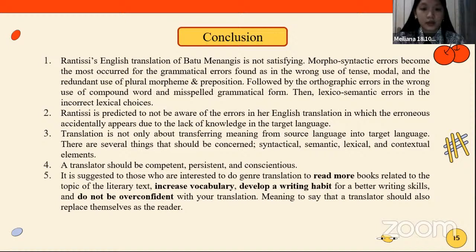And it suggests that those who are interested to do general translation read more books related to their topic of literary text, and also increase vocabulary, develop a writing habit for better writing skills, and we should not be overconfident with our translation. We need to recheck again so that there will not be any spelling error. And meaning to say that a translator should also replace themselves as a reader.